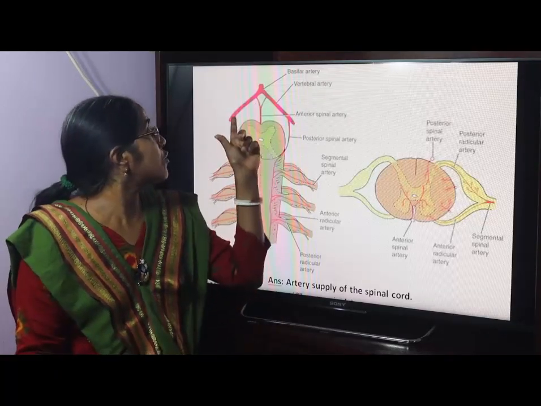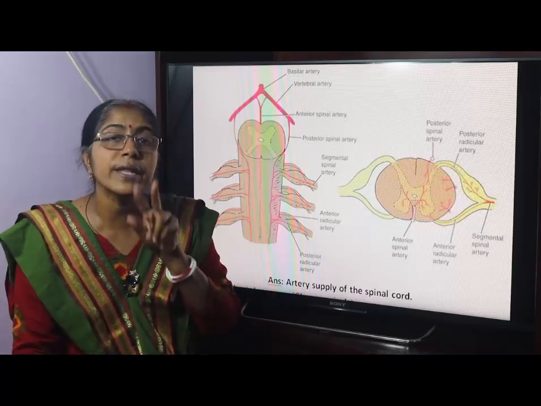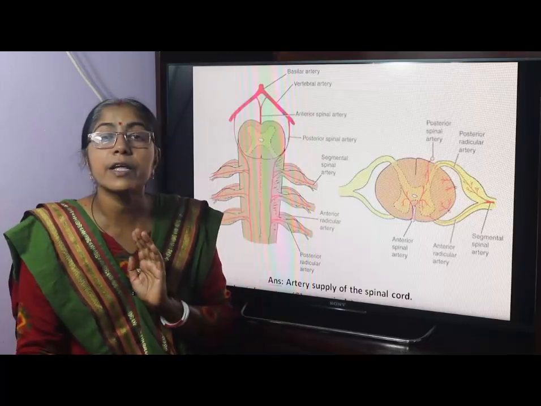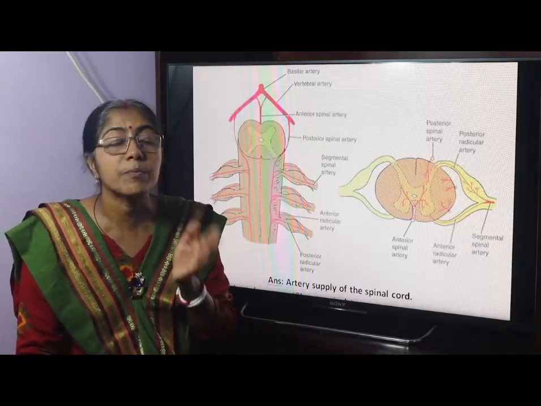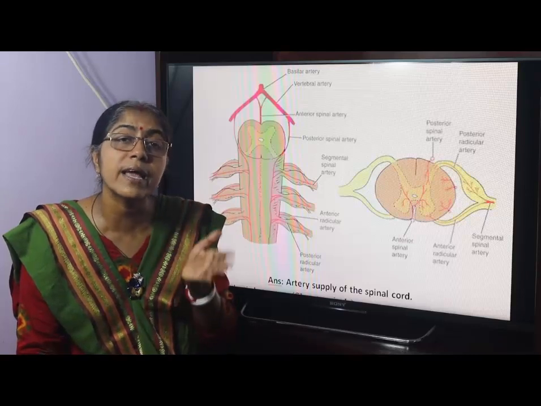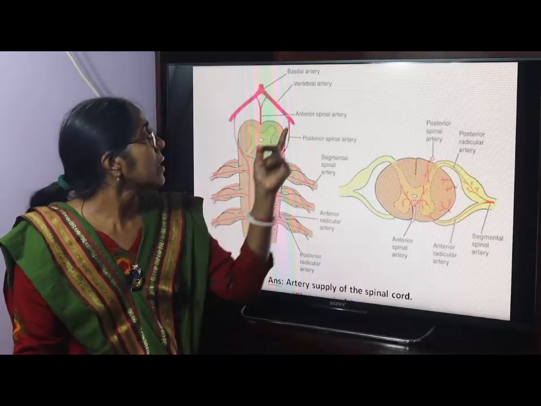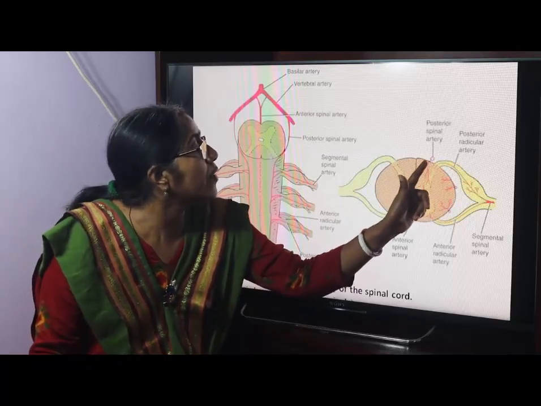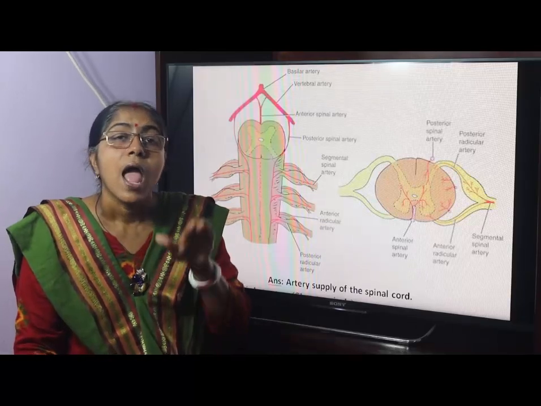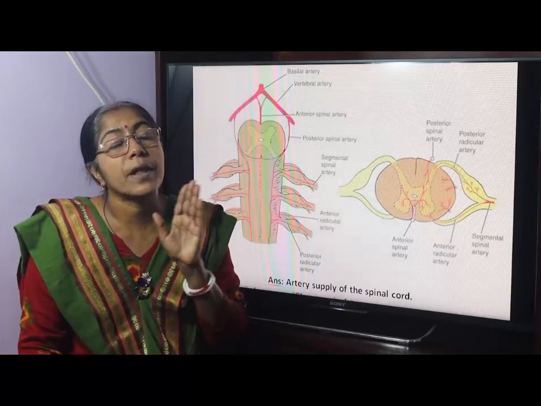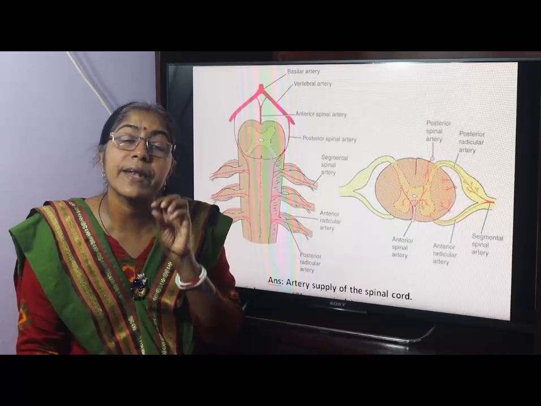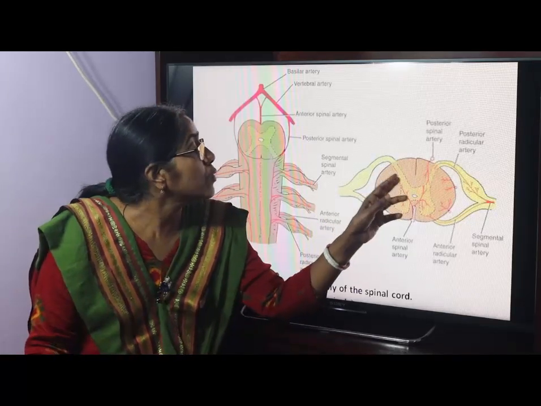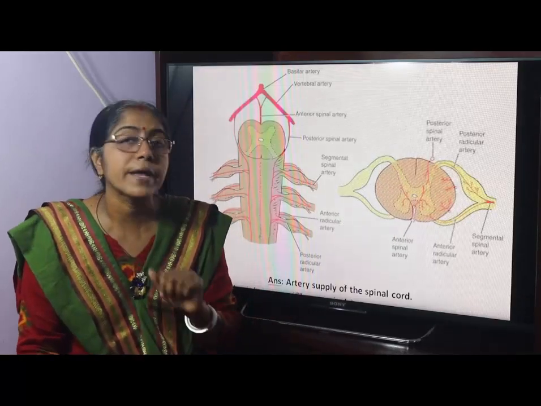And posterior spinal arteries, they are 2 in number. They may arise directly from the vertebral artery or may arise indirectly from the posterior inferior cerebellar artery. And they descend downwards close to the posterior root of the spinal cord and ramify into a number of small branches and enter into the substance of the spinal cord and supply posterior 1/3 of the spinal cord.